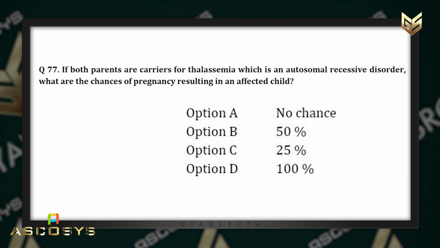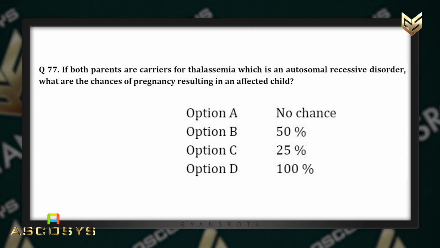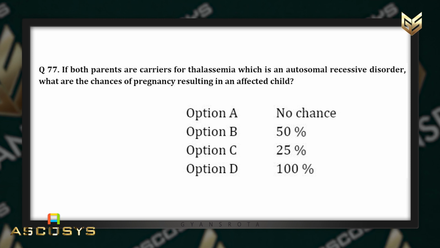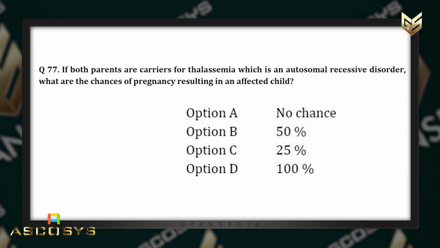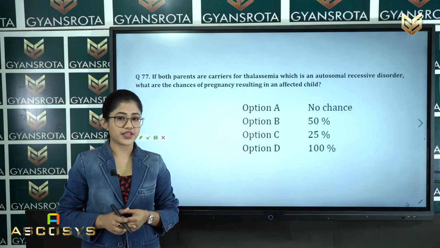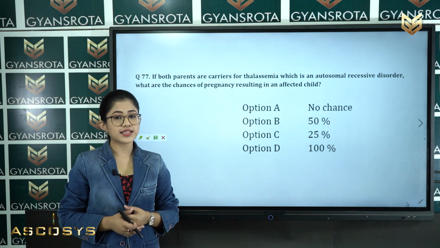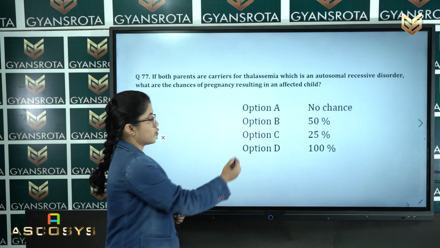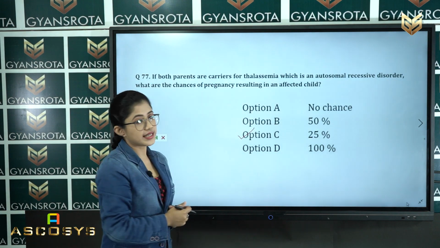Option number A, no chance. Option number B, 50%. Option number C, 25%. And option number D, 100%. This is also from the chapter Principles of Inheritance and Variation. So, what is the correct answer? The correct answer is option number C, that is 25%. So, that is the correct answer.